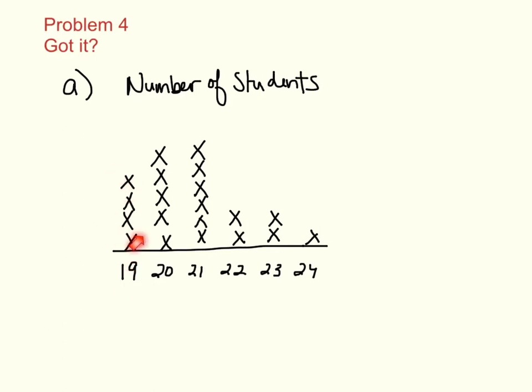So there are 4 homerooms that have 19 students, 5 homerooms that have 20 students, 6 that have 21, 2 that have 22, 2 that have 23, and 1 that has 24.